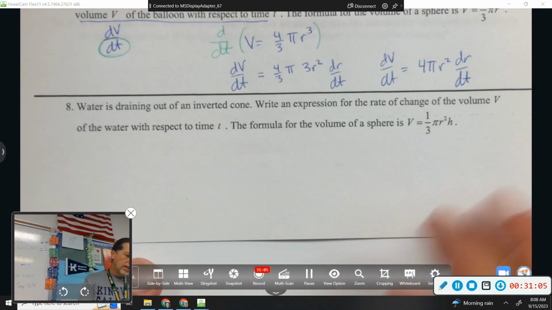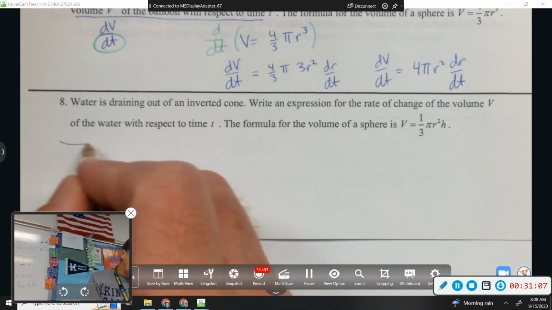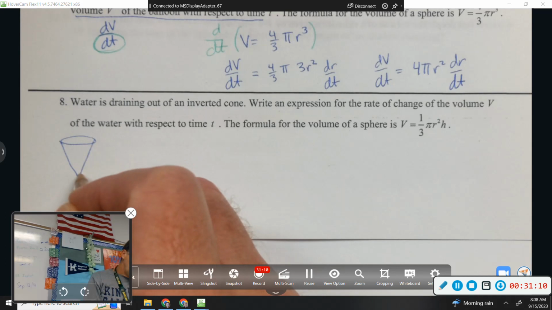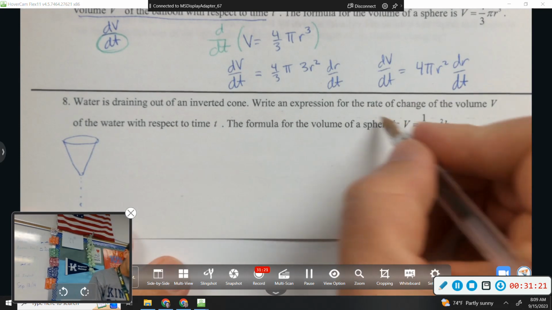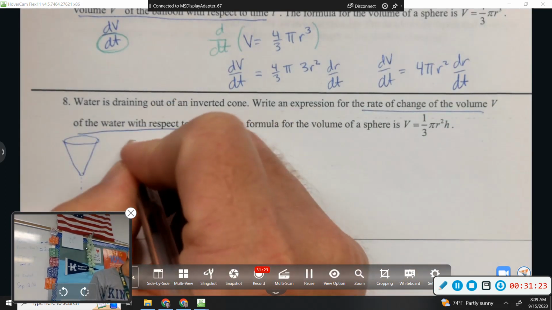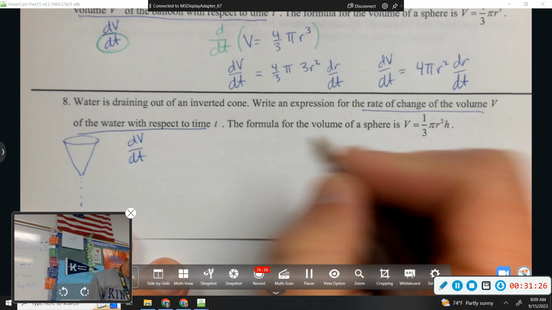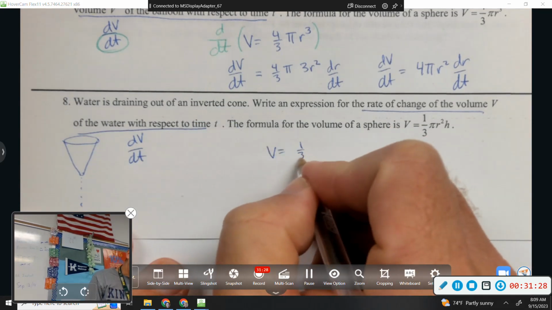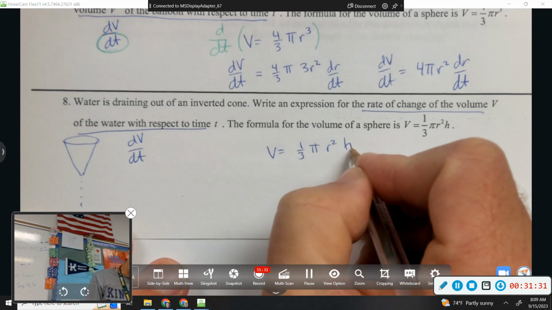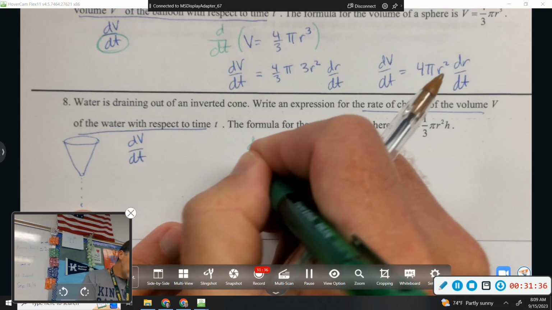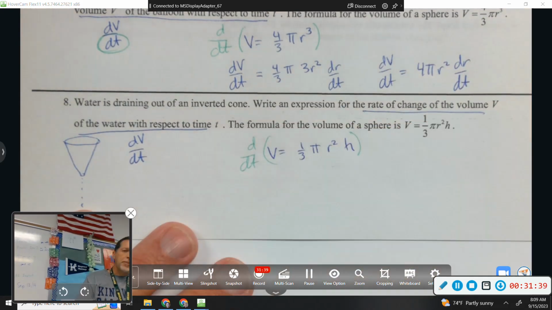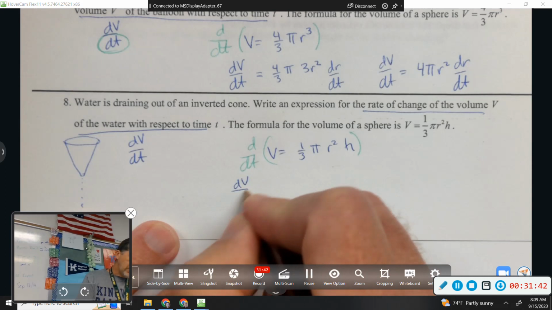Last one. Water is draining out of an inverted cone. So, right, something like that. You got water dripping out of a cone. Write an expression for the rate of change of the volume of the water with respect to time. So again, it wants dV/dt. And our formula is 1/3 pi r squared h. So d/dt of all of that stuff. Left hand side, easy, dV/dt.